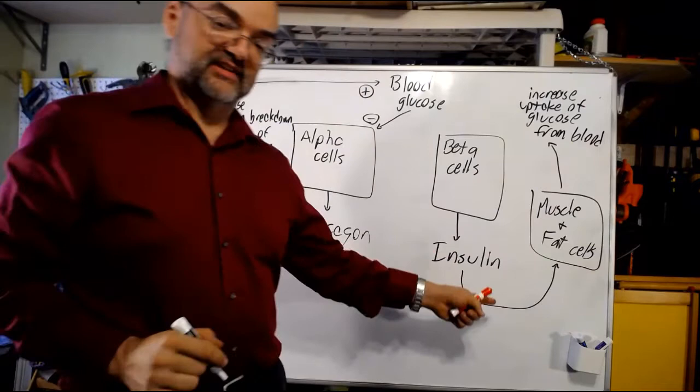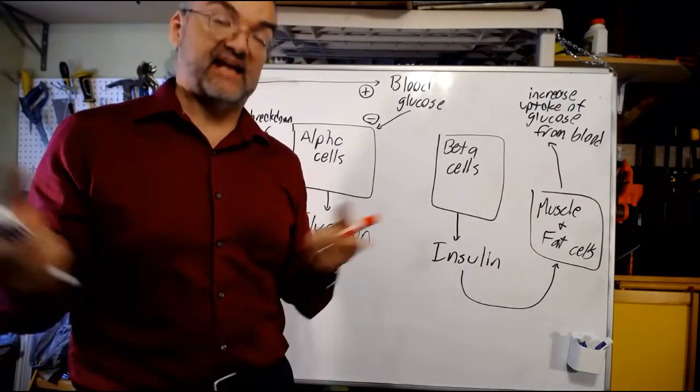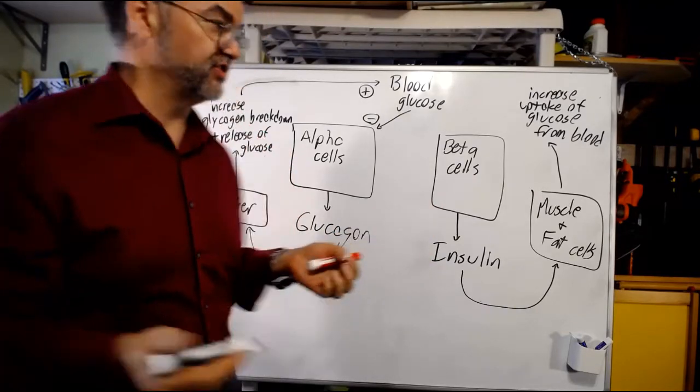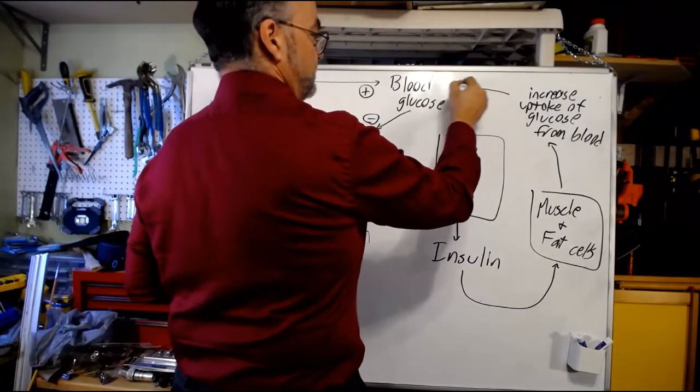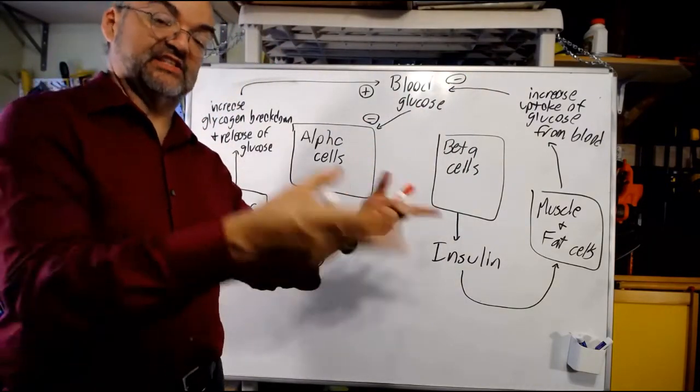So insulin tells these muscle and fat cells to pull glucose out of the blood, take it in, actually turn it into glycogen, or use it for energy. That is going to reduce blood glucose as these muscle and fat cells take the glucose out of the blood.